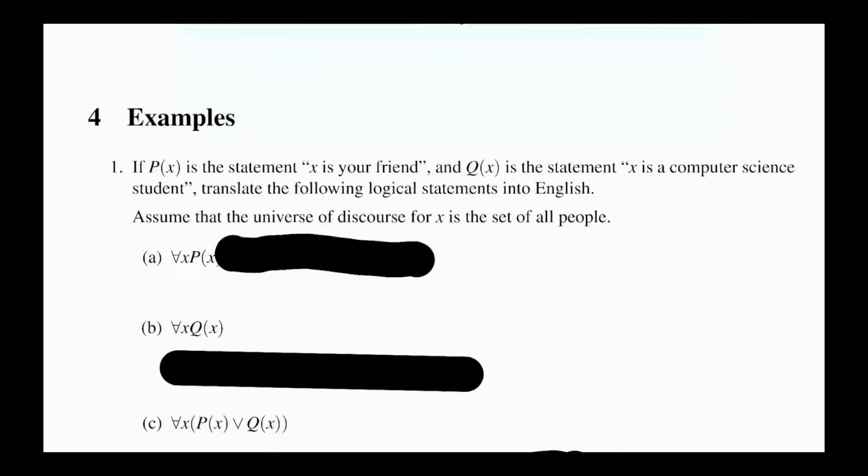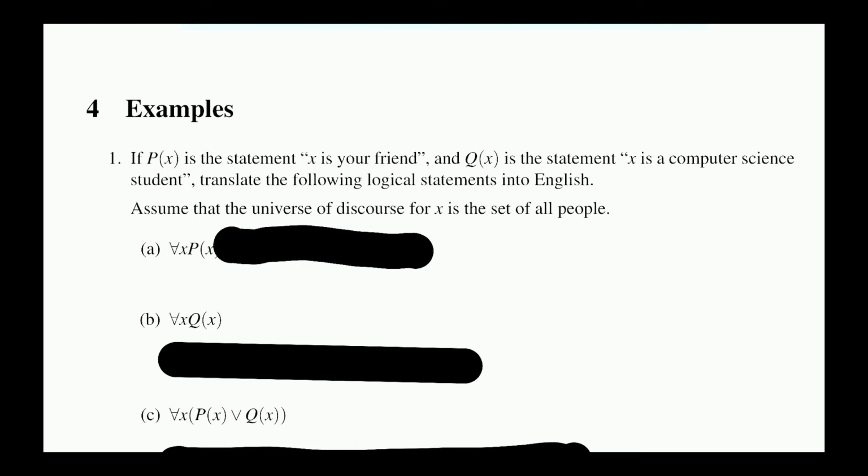Let's look at these examples. What we've got is a bunch of predicates and quantifiers, and we want to translate these into English. So what do we got? P of X means X is your friend. We'll highlight these in different colors. Q of X is a computer science student. And then remember what the quantifiers do. Assume that the universe of discourse for X is the set of all people.